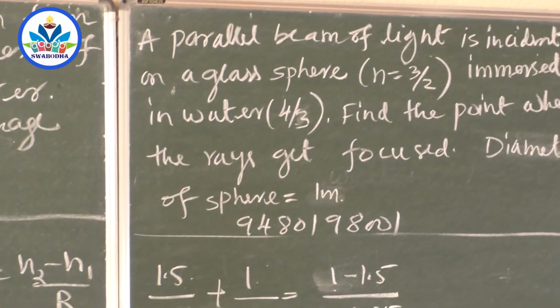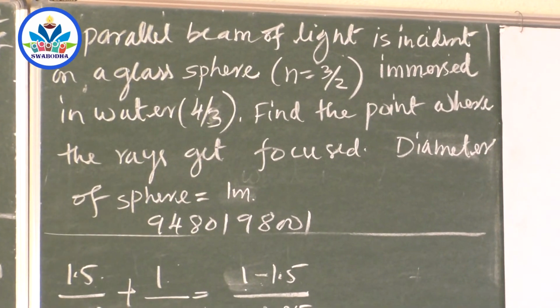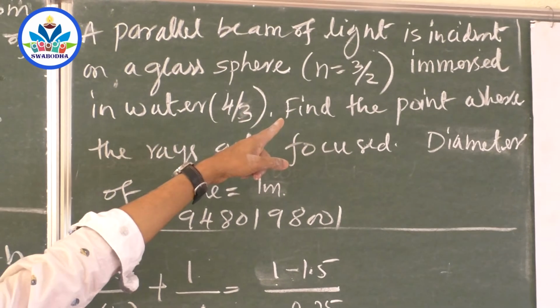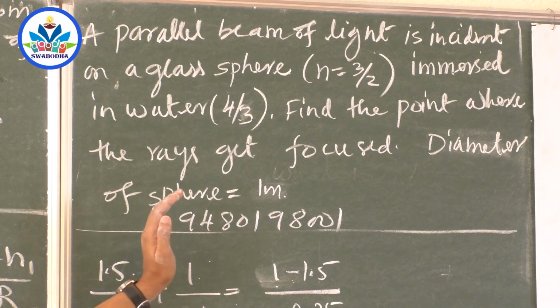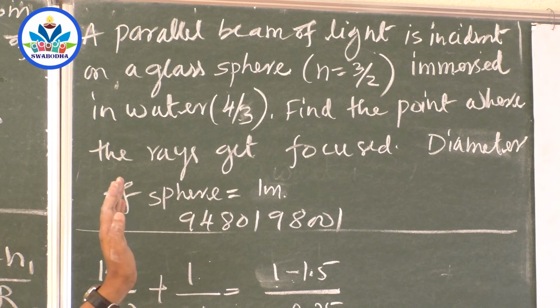Another thing is, this is not air, this is water, 4 by 3. Glass is 3 by 2. So both media, N1 and N2, have refractive indices. So try to solve this and get the answer. If you get the answer, happy. If you don't get the answer, then also you are happy. If you have some doubts, message me on this number, WhatsApp message, and I will solve it.